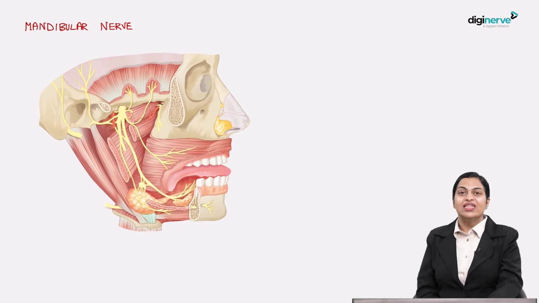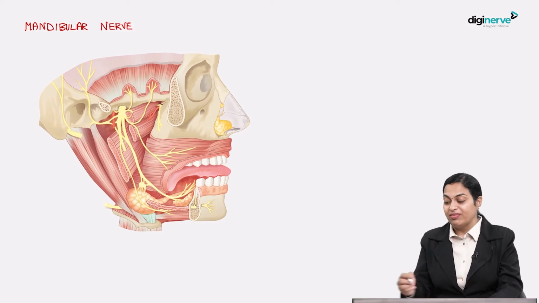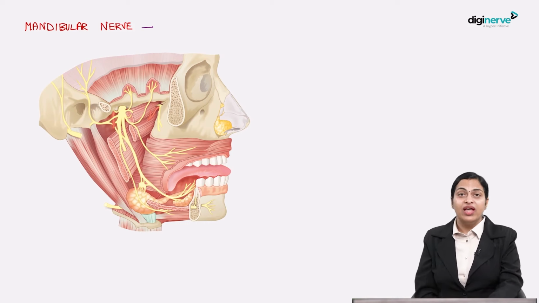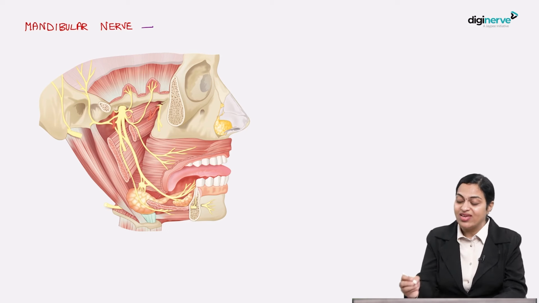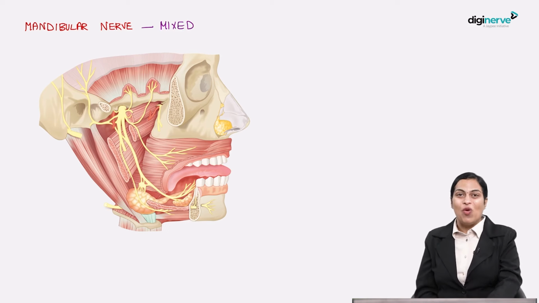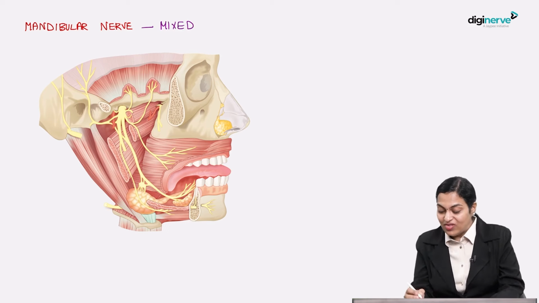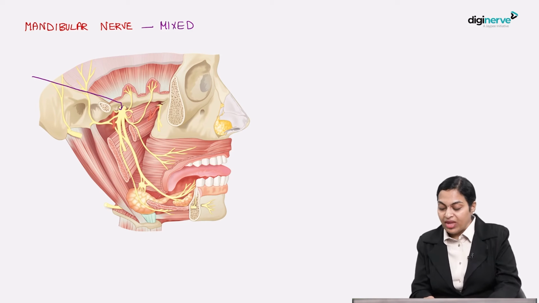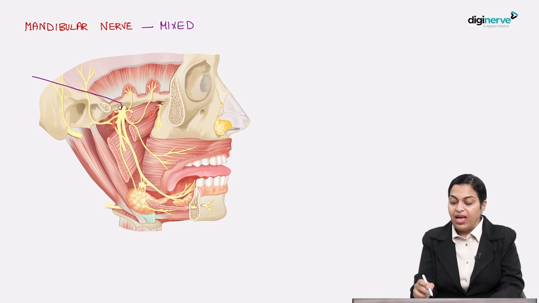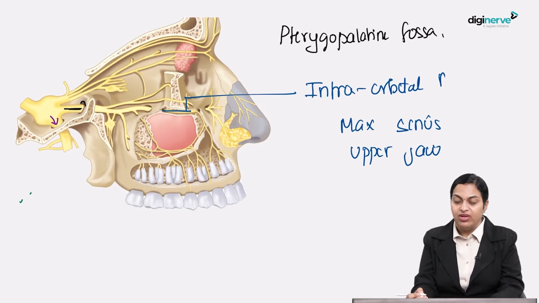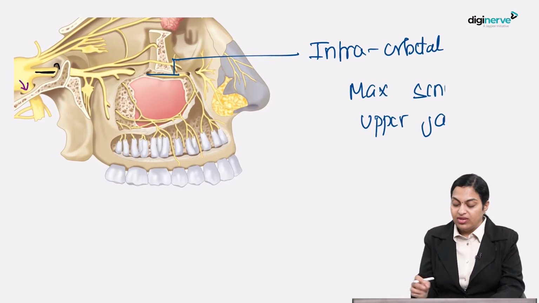And lastly, the mandibular division of the trigeminal nerve. Remember, this is important. The ophthalmic and the maxillary division of trigeminal nerve are entirely sensory, but this is a mixed nerve. It has the motor component also here. So this is the mandibular division of the trigeminal nerve. I would like to point out the mandibular nerve. This is the mandibular division of the trigeminal nerve.